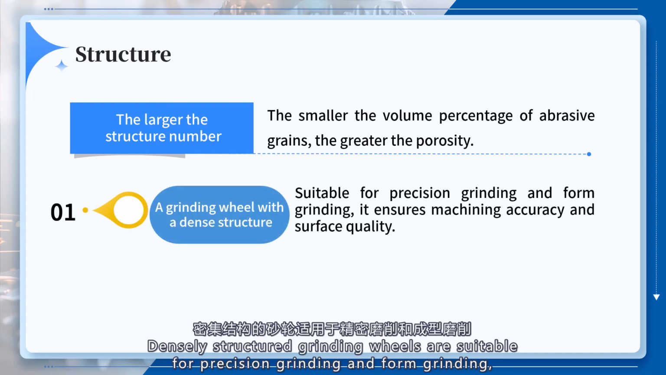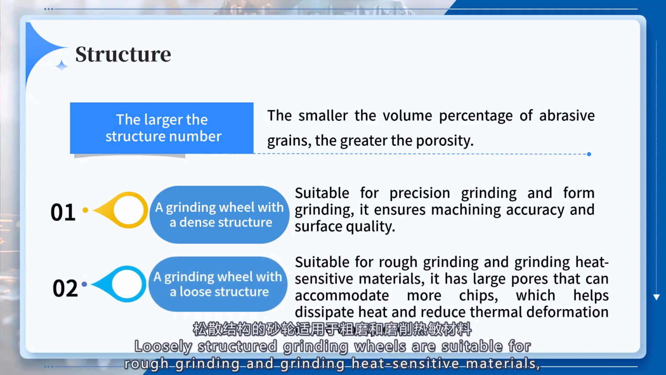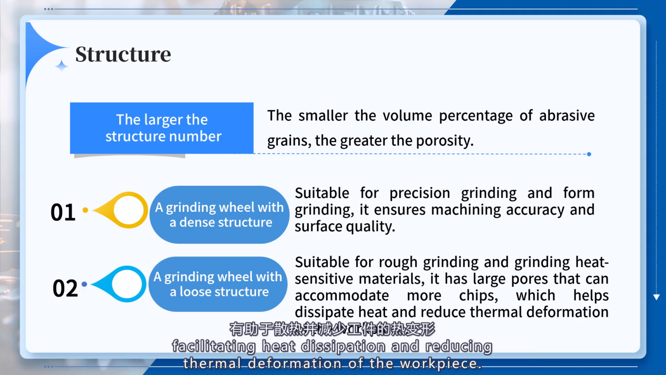Densely structured grinding wheels are suitable for precision grinding and form grinding, ensuring machining accuracy and surface quality. Loosely structured grinding wheels are suitable for rough grinding and grinding heat-sensitive materials, as their larger pores can accommodate more chips, facilitating heat dissipation and reducing thermal deformation of the workpiece.